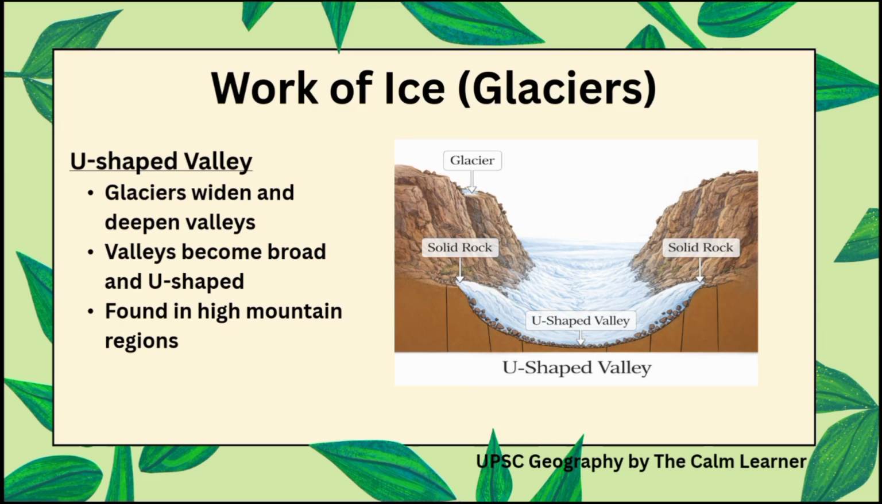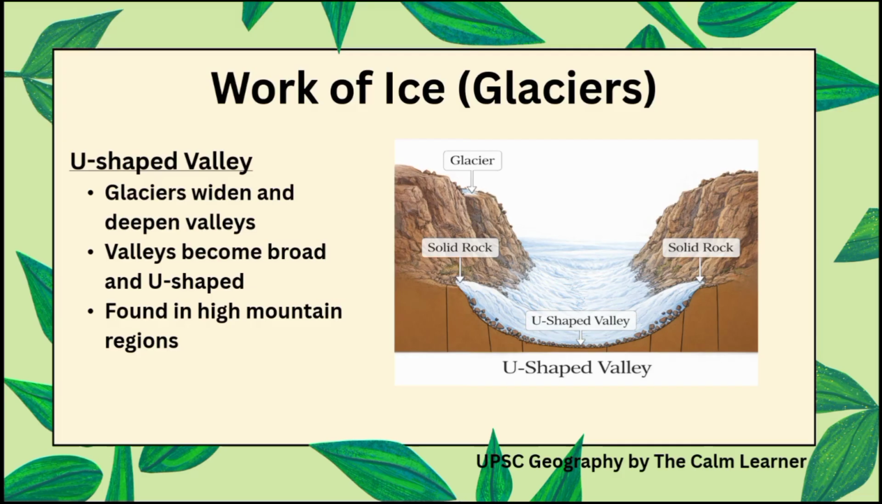Now, let us look at one of the most important landforms created by glaciers, the U-shaped valley. When a glacier moves through a mountain valley, it does not flow like a river. Instead, it widens and deepens the valley by cutting both the sides and the floor. Because of this strong erosional action, the narrow V-shaped valleys formed by rivers are transformed into broad, wide valleys with a U-shaped cross-section. As you can see in the diagram, the sides of the valley become steep while the valley floor becomes wide and flat.